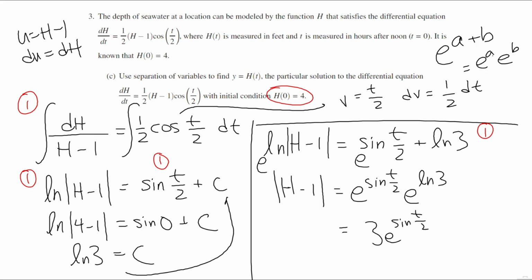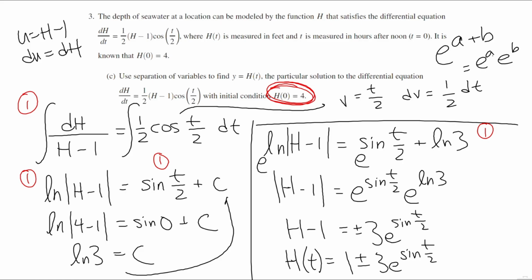And so now we've got the absolute value of h minus 1 is 3e to the sine t over 2. Well, to clear off the absolute value, technically we should put in a plus or a minus here and get h of t equal to 1 plus or minus 3e to the sine of t over 2. But of course, we can't leave both of those answers. We can only choose one of those two answers. So we have to make sure that our answer satisfies our initial condition, that h of 0 is 4.